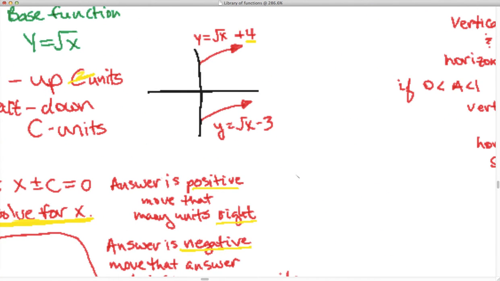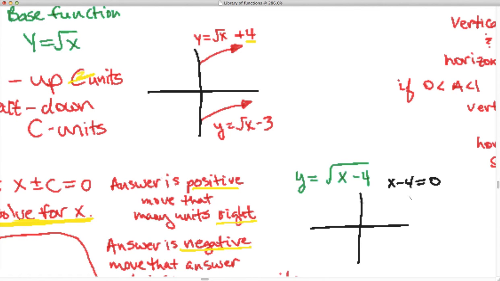So for instance, let's look at this example, y equals root of x minus 4. In this scenario, yeah, the opposite rule would work. So x minus 4, if I set that equal to 0, and add 4 to both sides, I get x equals 4. So what that tells me is what once was 0 is now at 4. So I would graph starting at the x value of 4 and put my square root of x function there. Okay? Always set it equal to 0.